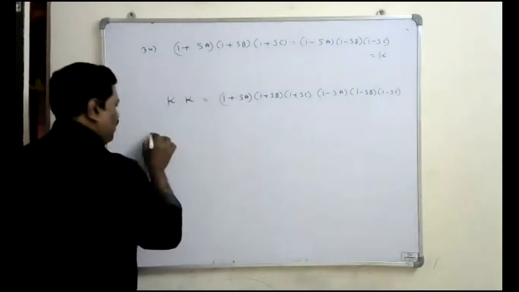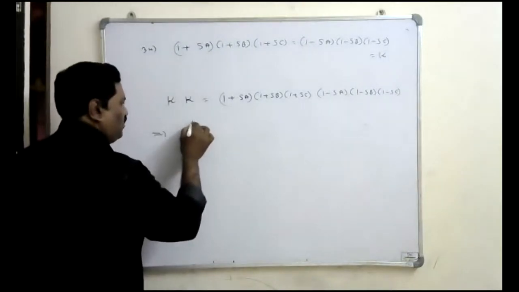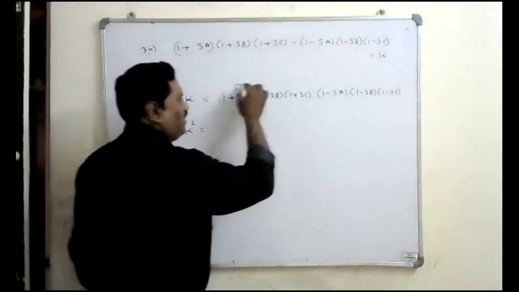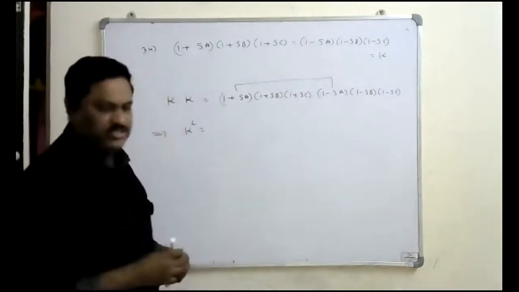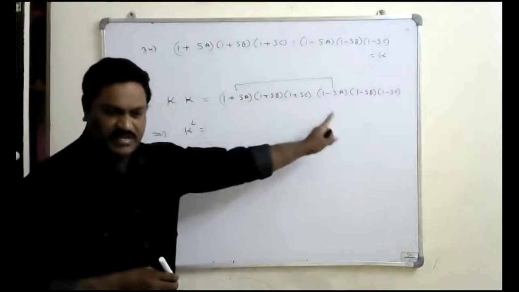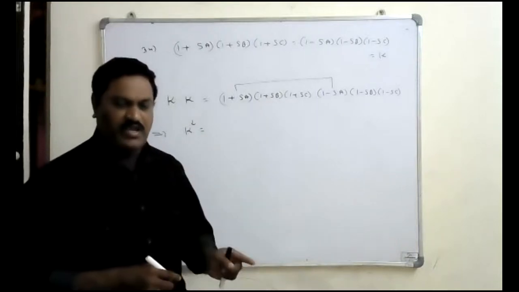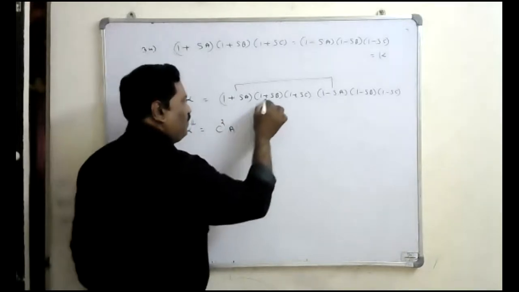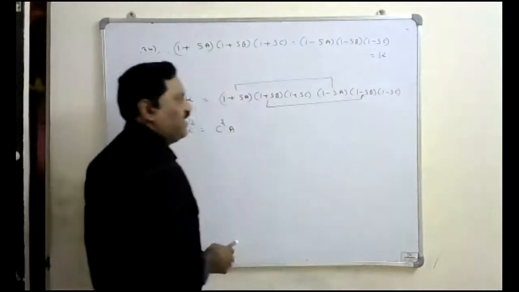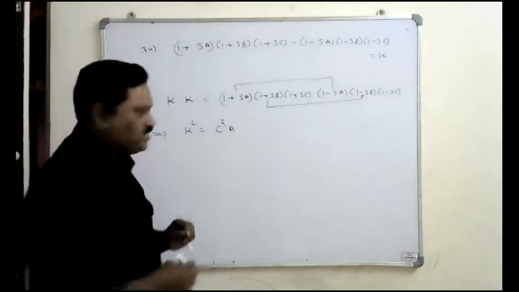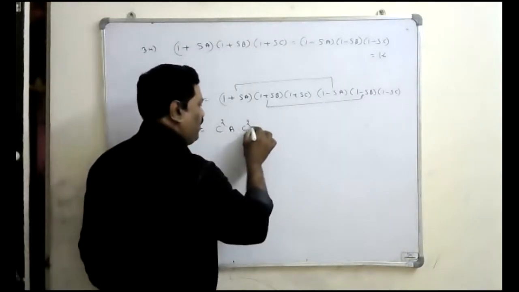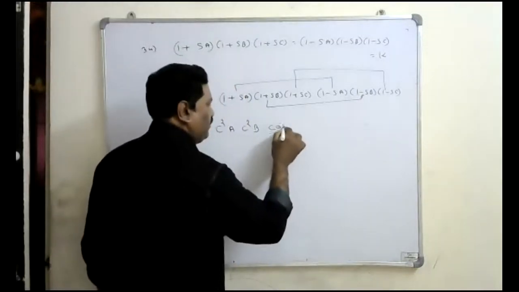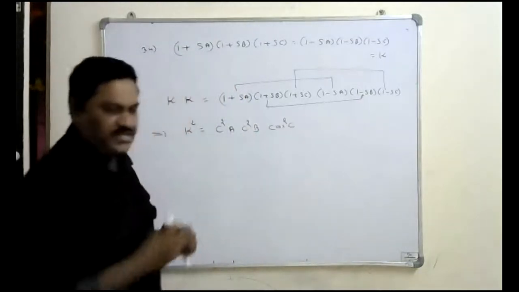That implies K into K, which is K square, is equal to, now if you multiply them, 1 plus sin A into 1 minus sin A, that is 1 minus sin square A, which is cos square A. And if I multiply these two, 1 plus sin B into 1 minus sin B, that is 1 minus sin square B, which is cos square B. Similarly, if you multiply these two, then we get cos square C. So this is the value of the K square.